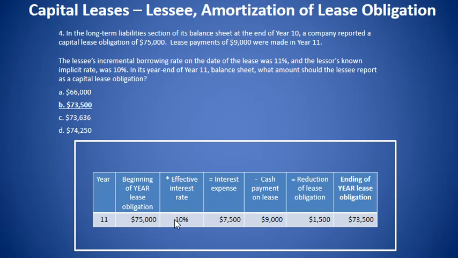So it would be the beginning of the year lease obligation of $75,000 times 10%. That means our interest expense would be $7,500. We made $9,000 in rental payments. That means $7,500 was absorbed into interest, and then the remaining amount was a reduction of our lease obligation, which would have been a reduction of $1,500. So the $75,000 minus our $1,500 reduction of lease obligation means our end of year lease obligation would be $73,500.